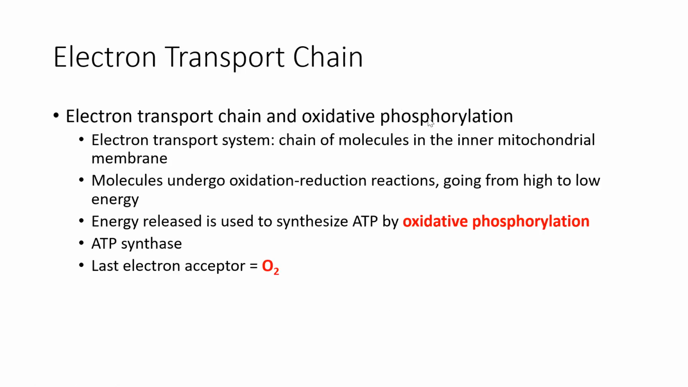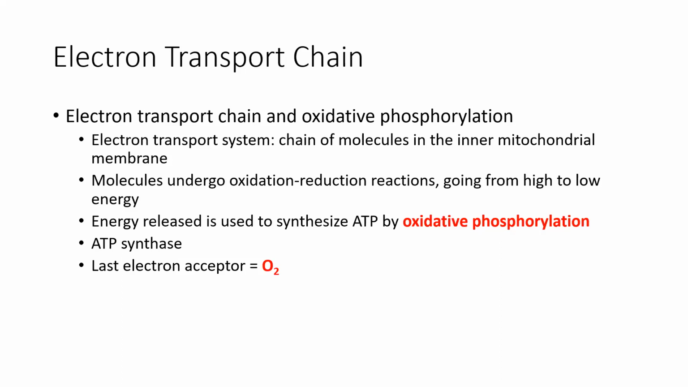All right, so this is called the electron transport chain. We said it's a chain of molecules that are embedded within the inner mitochondrial membrane. The molecules go through oxidation and reduction reactions, going from high to low energy. So as they pass these electrons, they are releasing a little bit of energy as they go from the oxidized form to the reduced form. Remember, oxidation is loss, reduction is gain. And as we pass the electrons from one complex to the other, we take this energy and we use that energy to phosphorylate ADP and to make ATP via oxidative phosphorylation.